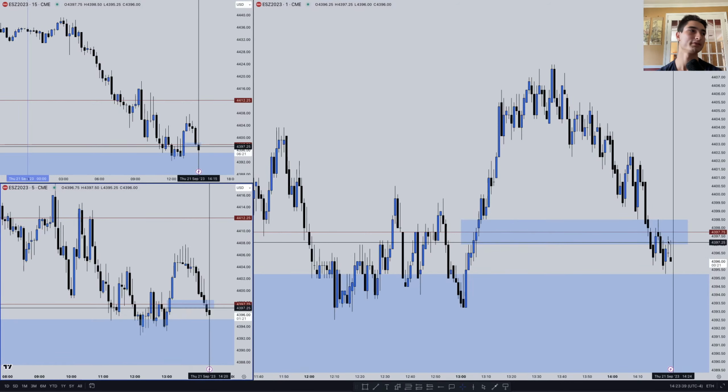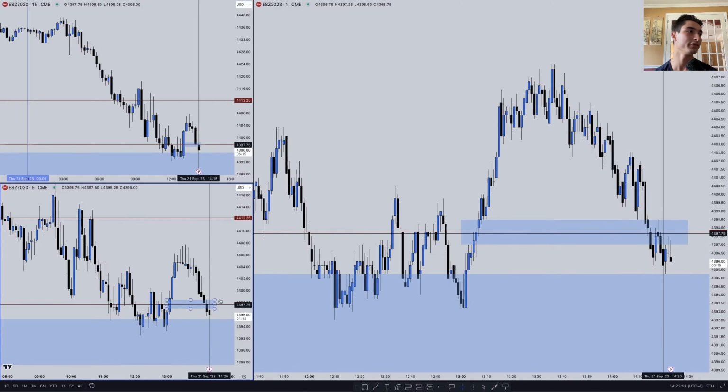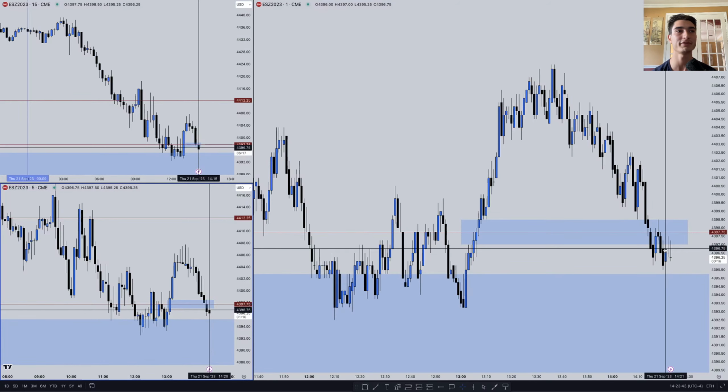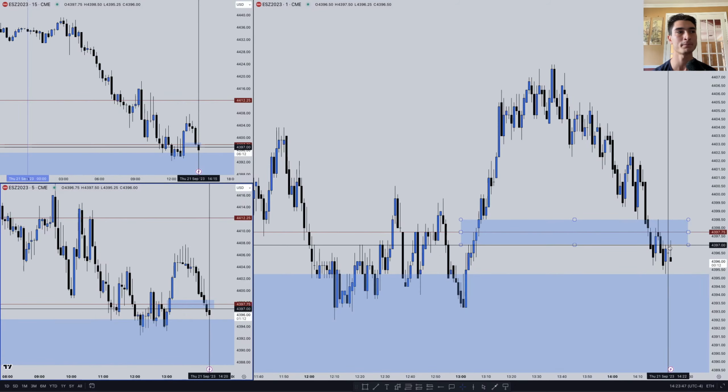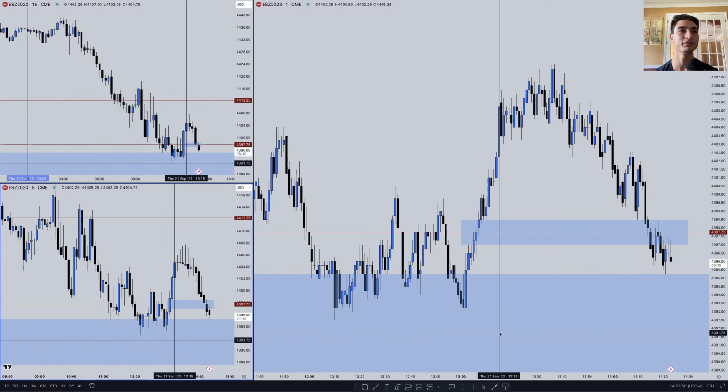All right, so hitting this 5-minute inversion fair value gap here, serving as resistance. So now we should accelerate lower, and again, respecting that last up close candle. So I would want to see the market aggressively run for these lows again.